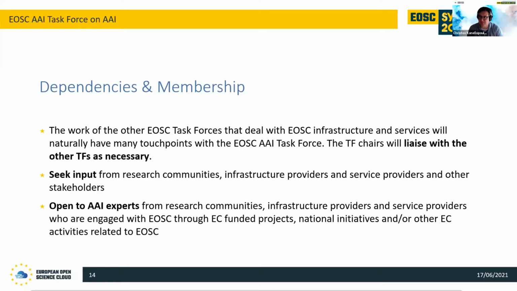Like EOSC Future is implementing right now the EOSC AI following the guidance of the previous task force, we need to work closely with them, but also with the other EOSC implementation projects and make sure that we bring everybody together to create a consistent view and vision of where we're going to go towards. This is why this task force is open to all AI experts from research communities, infrastructure providers, and service providers. And we really want to make this a very open forum for having a discussion of where we want to take EOSC AI towards. And with this, I believe that was my last slide.